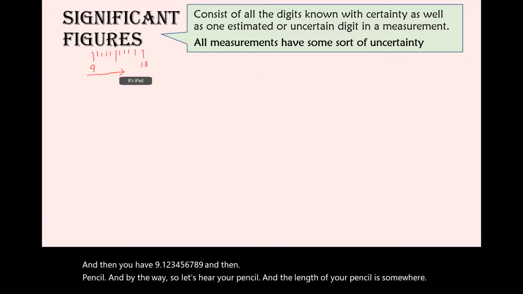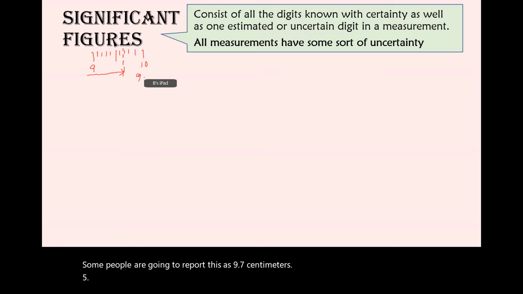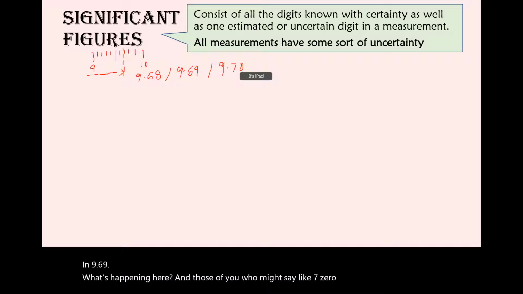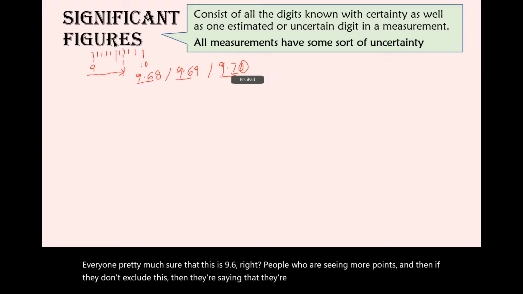Now, if I ask you to measure this, some of you are going to record this as 9.7 centimeters. Some of you might record this as 9.65. Some of you might record this as 9.68 or 9.69. So what's happening here, and those of you who might say 9.70, is that everyone is pretty much sure that this is 9.6, right? People who are saying 9.7, if they don't include the 0, then they're saying that their 7 is estimated.